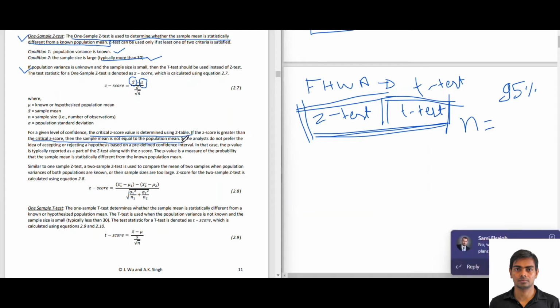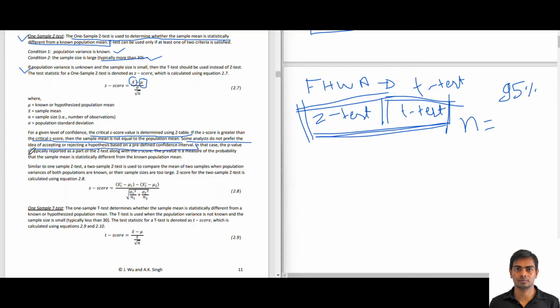So we are looking for a z-score which is lower in value. So we are aiming for a z-score lower in value, so that the sample mean is kind of equal to the population mean. Some analysts do not prefer the idea of accepting or rejecting a hypothesis based on a predefined confidence interval.